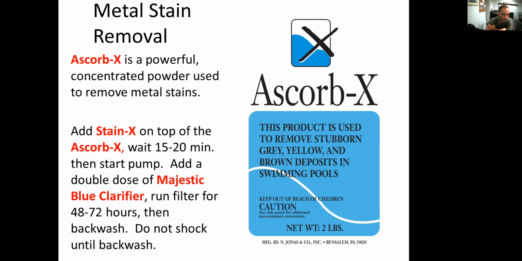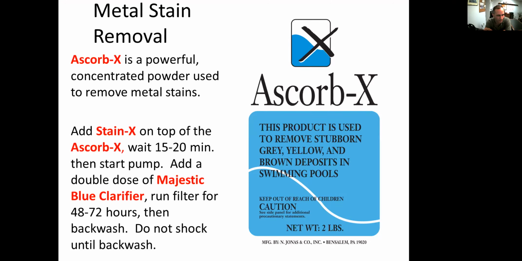So what's happening, or the idea, is that the Ascorbex removes the stain, Stain-X chelates it, binds to it. The Majestic Blue helps it coagulate into a larger size particle, and the filter will remove it from the water over that time period. And then when you backwash, it just gets washed out permanently.